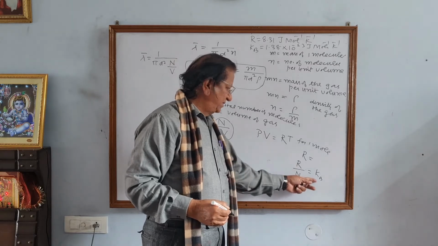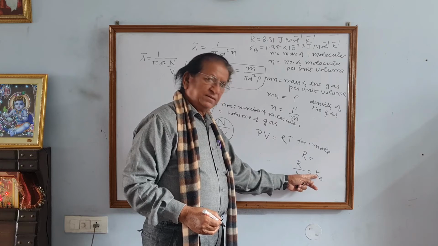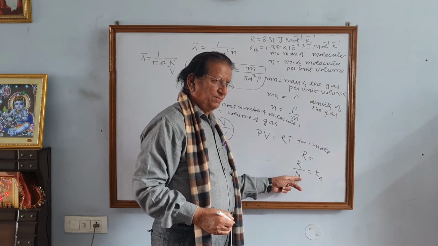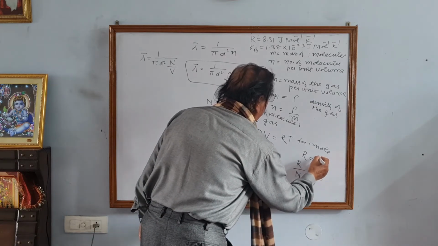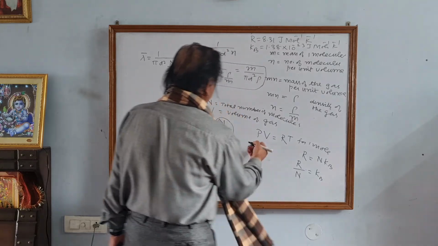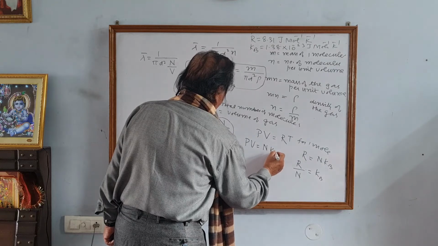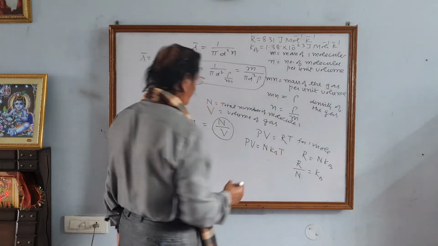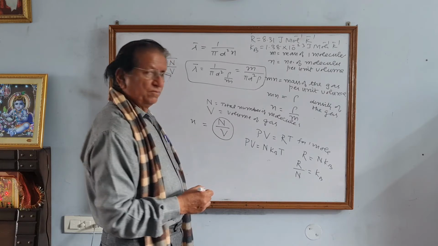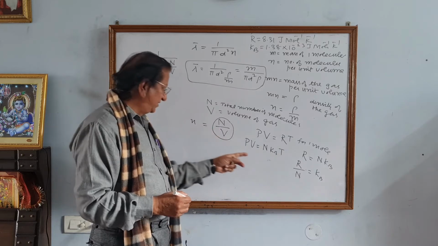So R by N is this, so you replace R by Kb into N. From here R will be N into Kb. So you have PV is equal to N Kb into T. Now get the value of N by V from this.